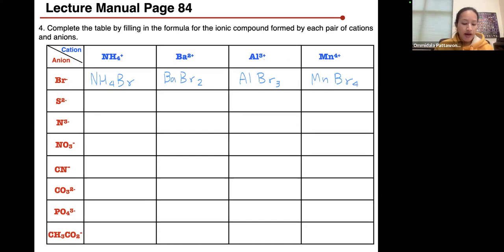Next one, ammonium and sulfur. Let me actually delete this real quick. You will notice that in this case, ammonium is +1 and sulfur is -2, so you need 2 ammonium to balance the charge of sulfur 2 minus. If I do this 1 to 1, it's not going to balance the charge yet, because ammonium is +1. So we need 2 ammonium.